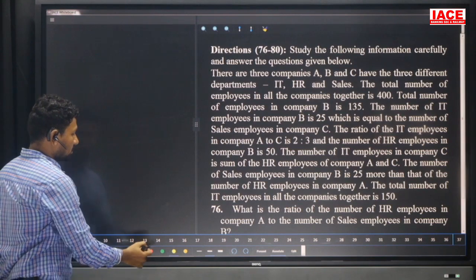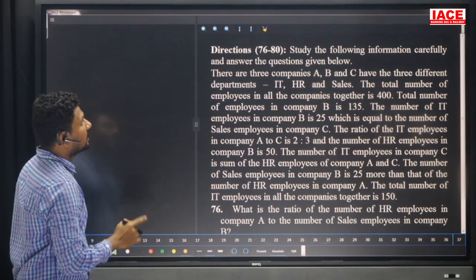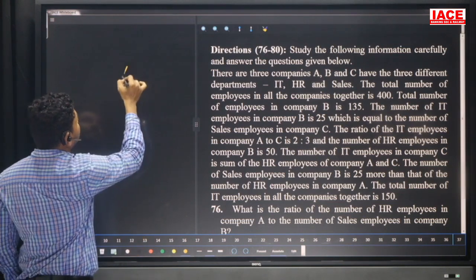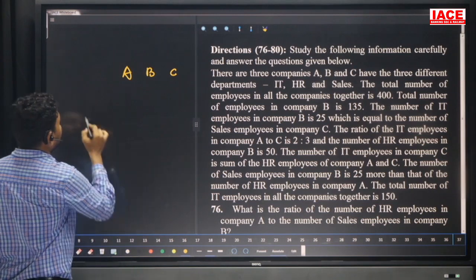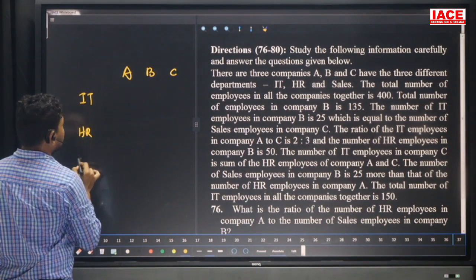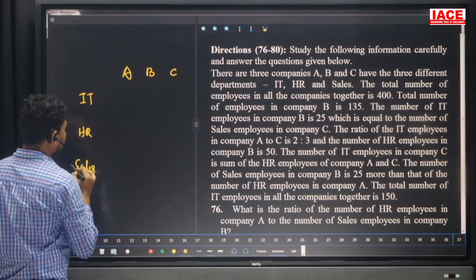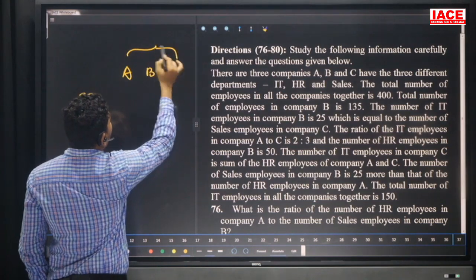Directly we'll move to the questions. So what were the questions they're asking? Before that, first of all, simplify the data. There are three companies, named A and B and C. And there are three categories of departments. One is IT, one is HR, and another one is sales. And the total number of employees we should adjust is 400.